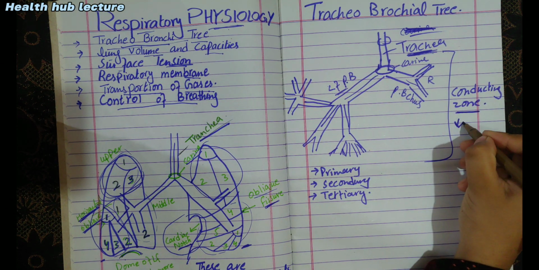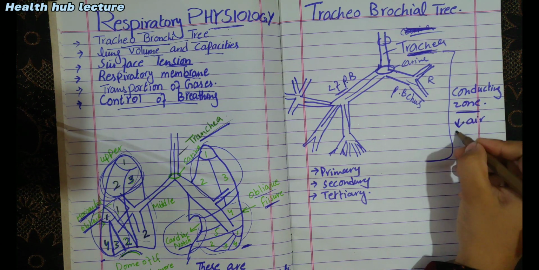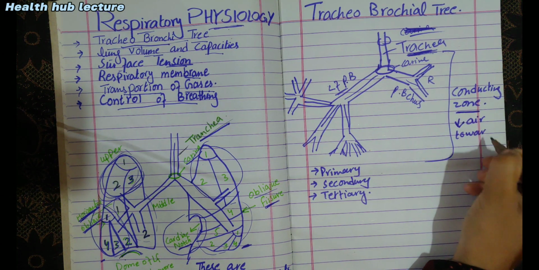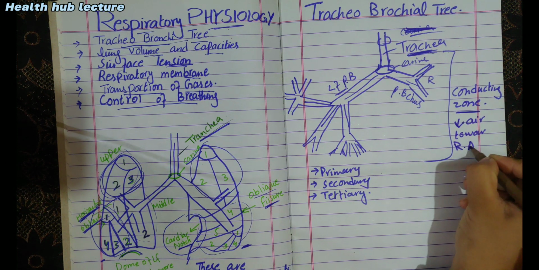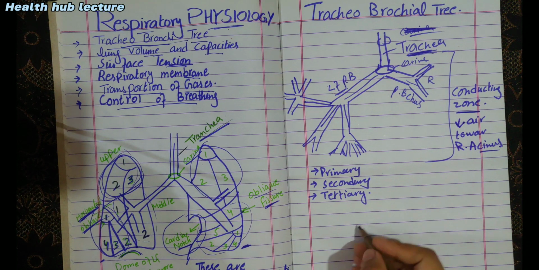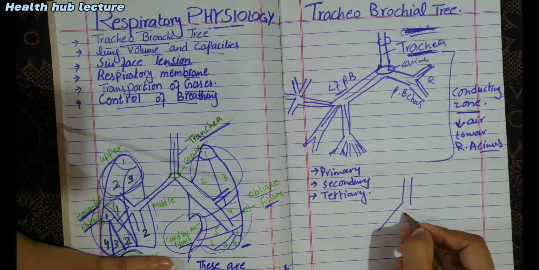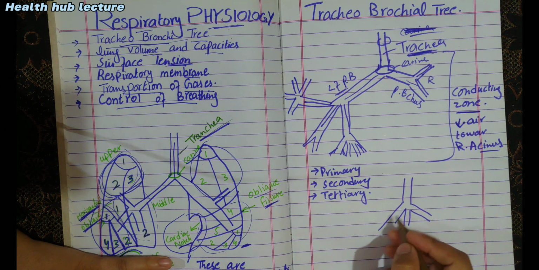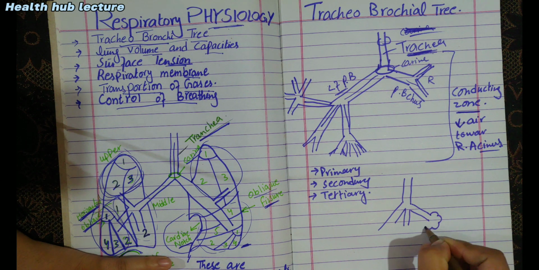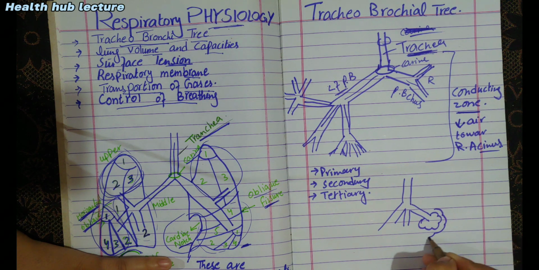It conducts the air toward the respiratory acinus. And what is the acinus? Now we discuss about this. When these branches are subdivided, it has the alveoli. The alveoli are here. This one is the alveoli, and then pulmonary capillaries.